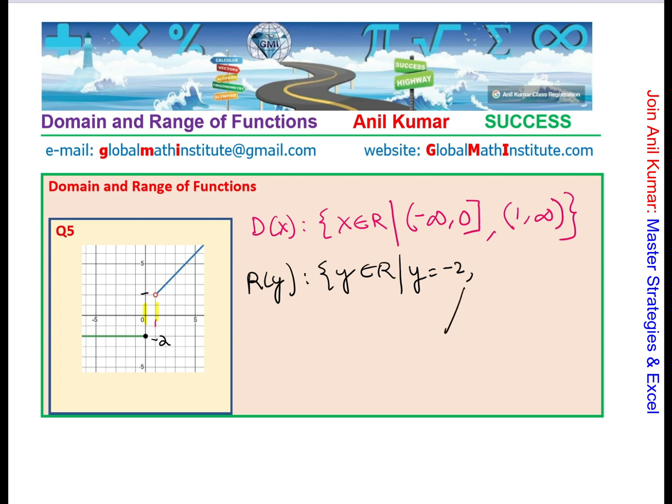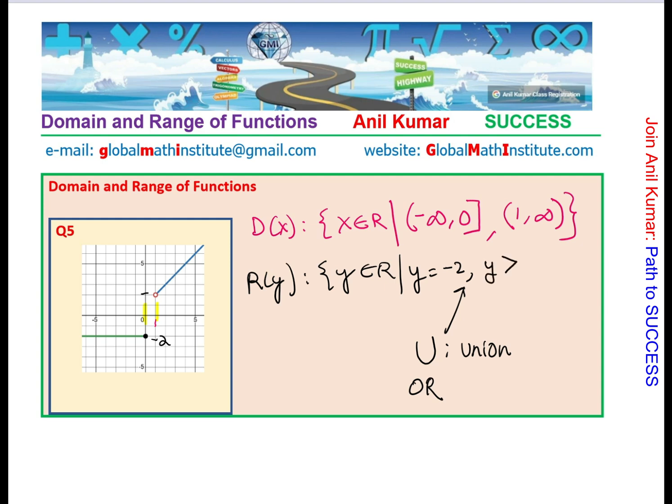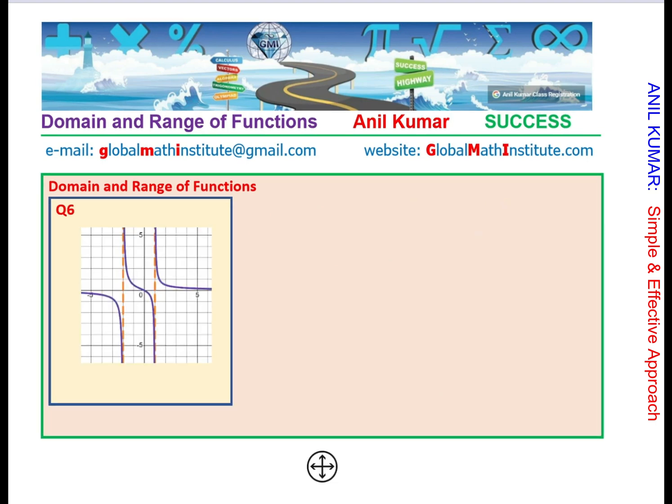So there are three alternatives to this. You can write a comma, you can write the union symbol, or you can write just the word or, okay? And then we have y greater than 2, right? Not equal to, right? So that is how you have to write the range of this function. You see how we are looking into different nomenclatures, different ways of writing. So it's kind of tricky.